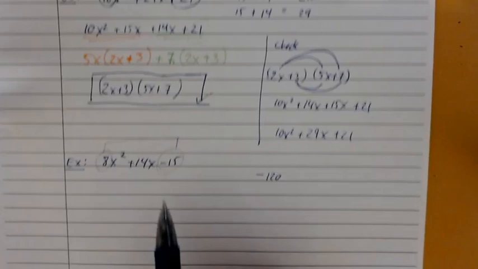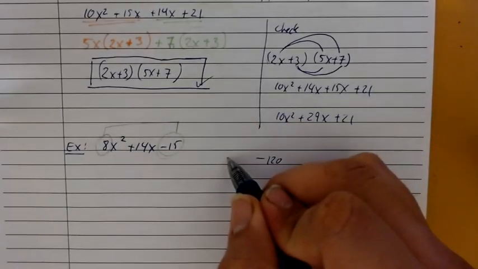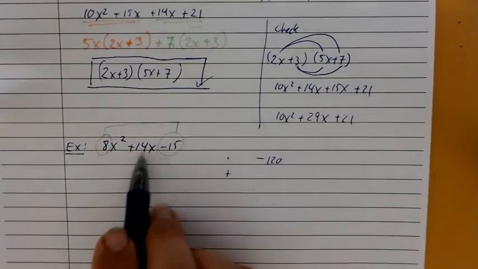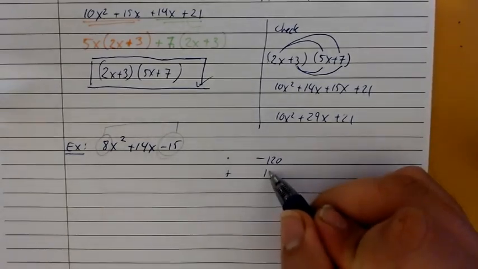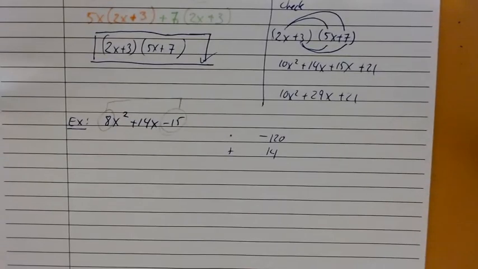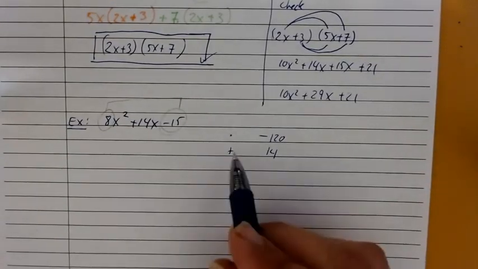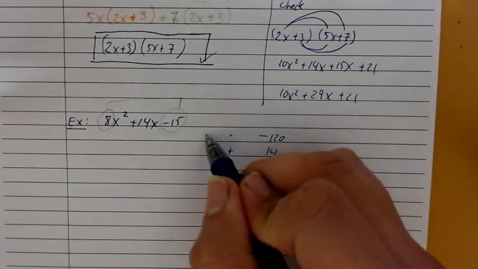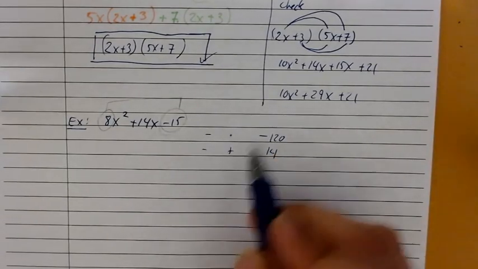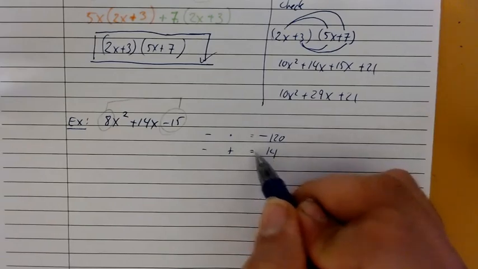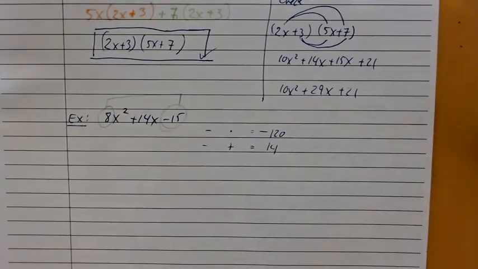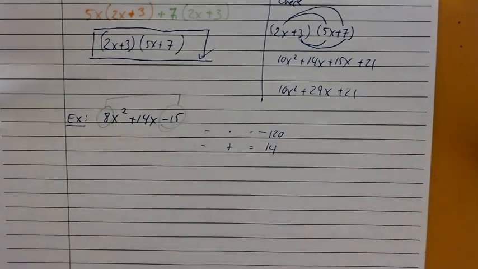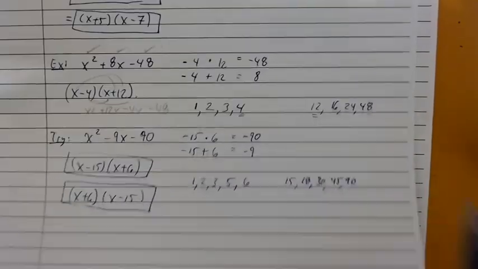So we want to find two numbers that multiply to give us negative 120. Those same two numbers should add up to give you this number in the middle, which is 14. We know one's got to be positive and one's got to be negative. If you're good with your times tables, you may be able to come up with this a little faster. If not, we do have this strategy here.